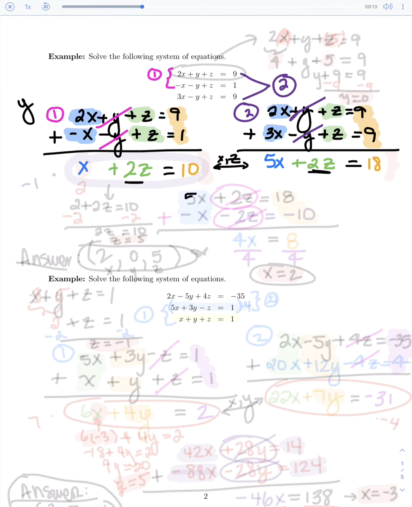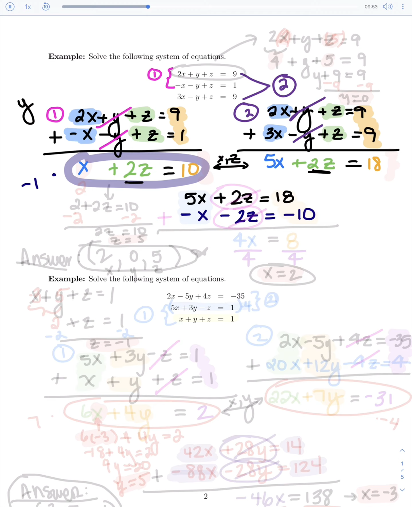What I'm going to do is just leave the second equation on the right, the 5x plus 2z equals 18, by itself alone. And then what I can do is get away with only tampering with the equation that was on the left. I can get away with just taking that one and multiplying it by a negative 1. That will give me a negative x minus 2z equals negative 10.